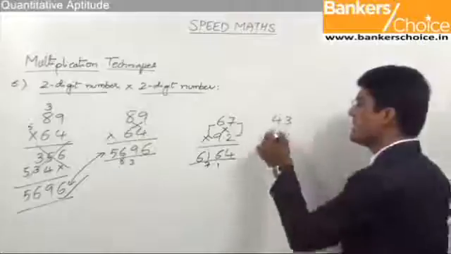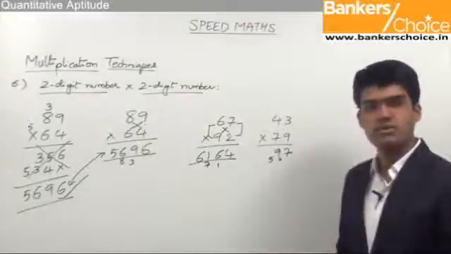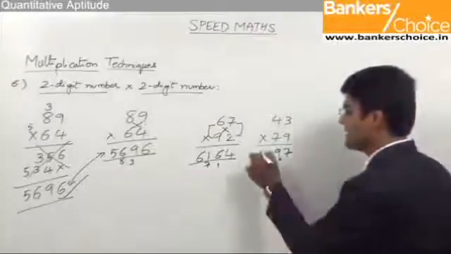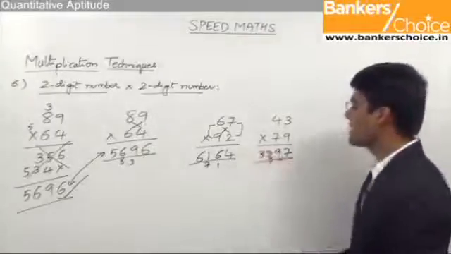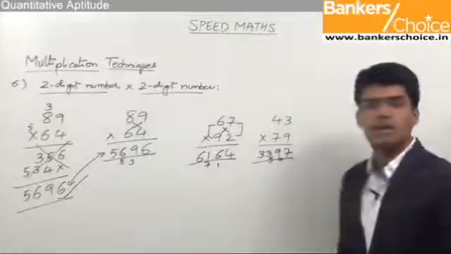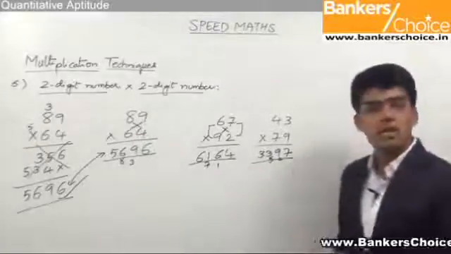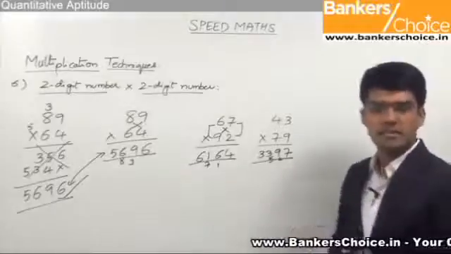And the last step is multiplication of tens places. That is 4 into 7, 28. So 28 plus 5 here is 33. So we can say that the answer for this question here is 3397. So this is how we can multiply 2-digit numbers by following this 3-step procedure.